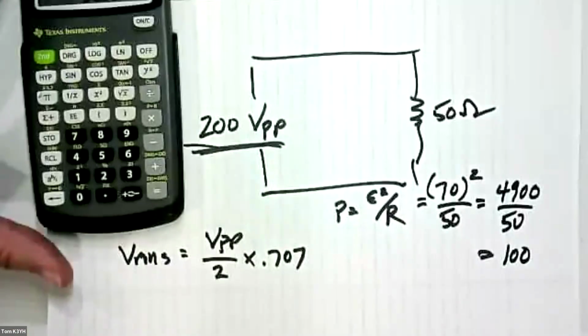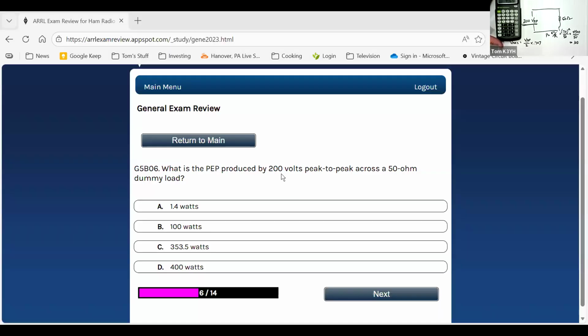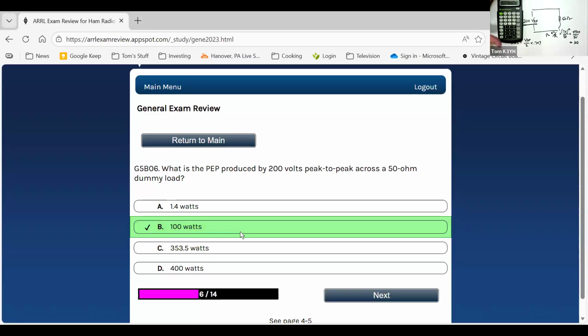Okay, so let's take a look at that real quick. 200 volts peak to peak. I converted that to RMS, which made it about 70, 71. Squared it and divided it by R, and the answer is 100 watts. Okay, there's one more, 14.